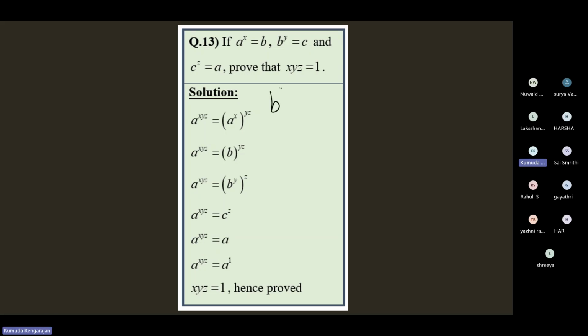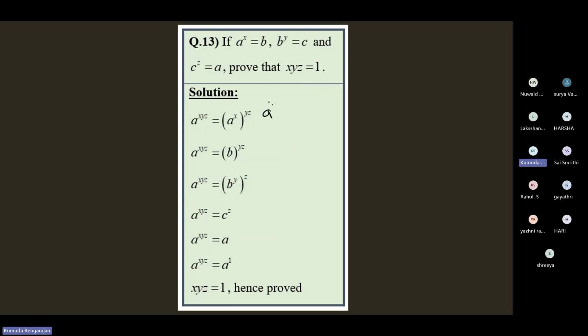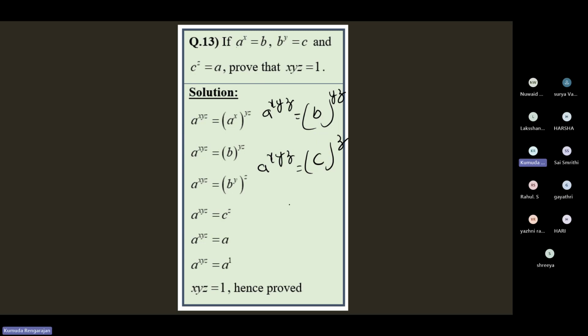You should try with b to the power xyz and c to the power xyz. I don't want to do it for you. Similar steps. So I started with a to the power xyz, and we write this as a to the power x, the whole power yz. Why? Because a to the power x is b. Now we have b to the power y, so a to the power xyz is equal to b to the power y, the whole power z. But what is b to the power y? It is c. Now what is c to the power z? It's a. So a to the power xyz is equal to a, meaning a to the power 1. So xyz is equal to 1.